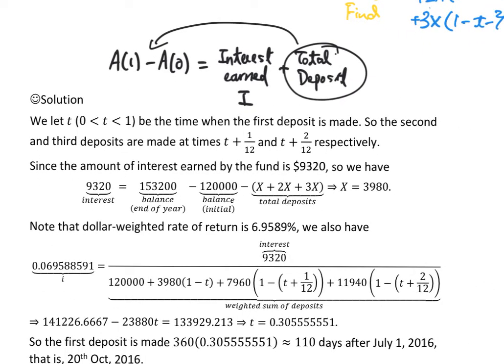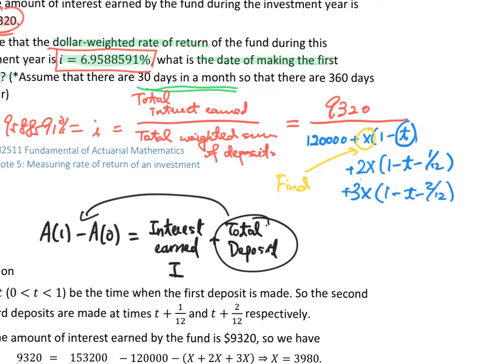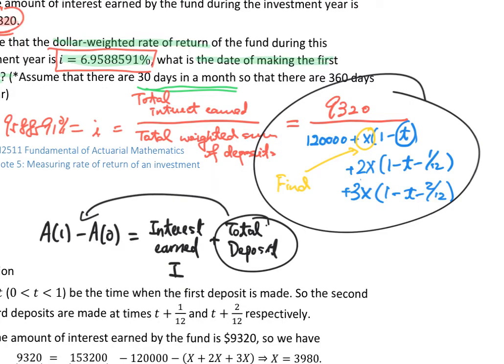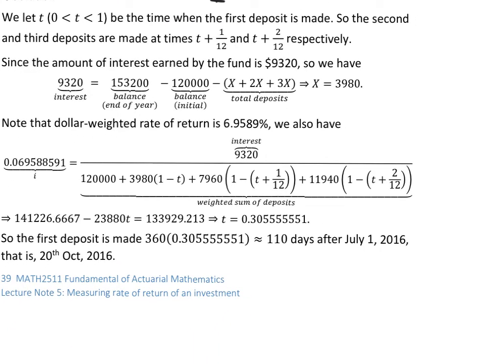Now given this, we can go back to this equation and finish the job. So you just substitute s into this equation, and you will end up with this equation for the t. It looks complicated, but luckily after some rearrangement, it's just a linear equation for this t. Then solving it, you will get the t, which is equal to 0.305555551. So that will be our t here.